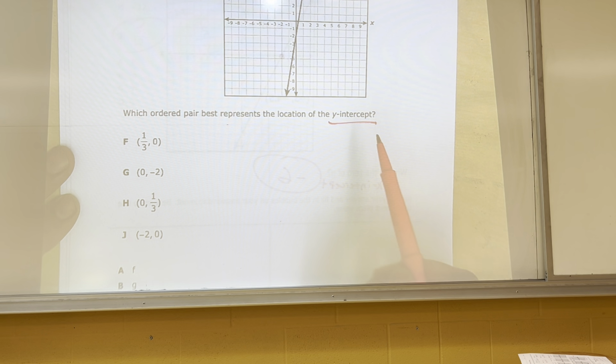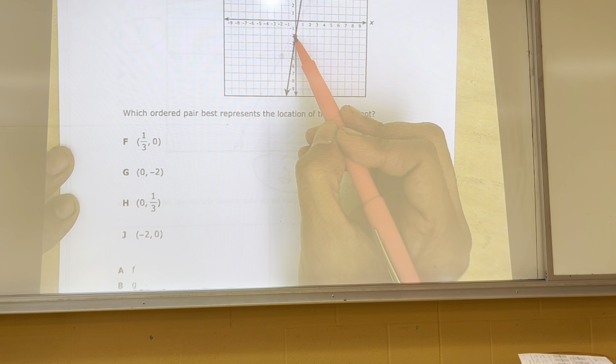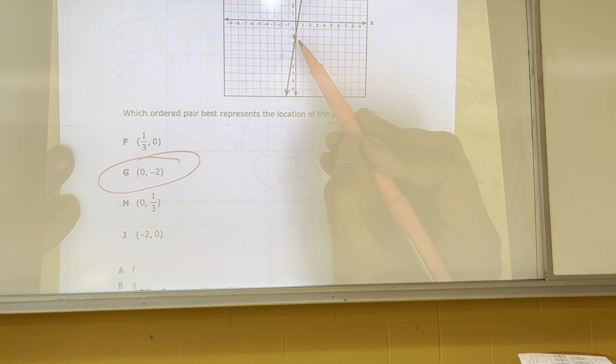The y-intercept. It's right here. They want the ordered pair. So this ordered pair is 0, negative 2. Okay. That's it. Y-intercept's right there. 0, negative 2. Next one.